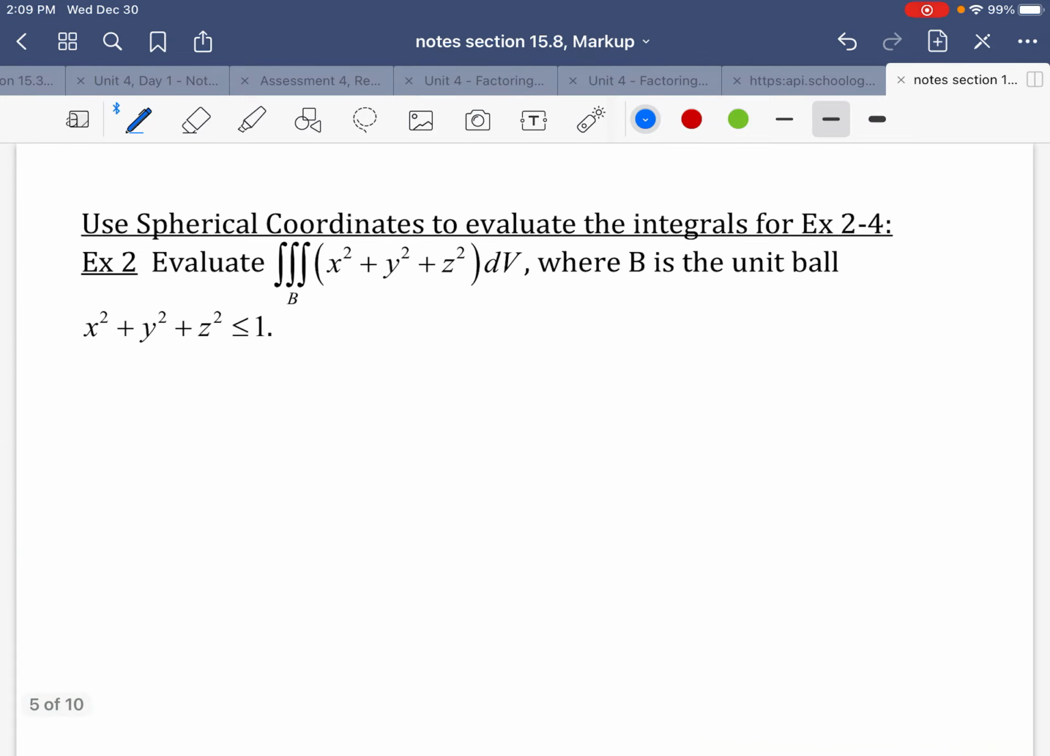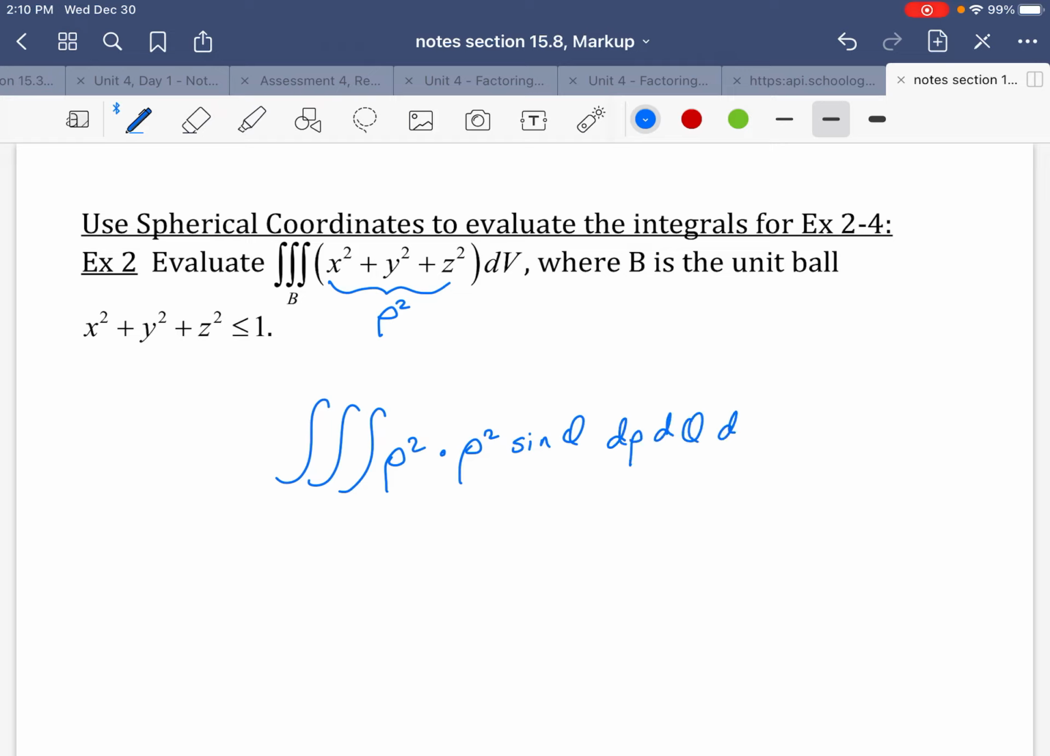So for this next example here, we're actually going to go ahead and evaluate some integrals for examples 2 through 4. You want to evaluate this integral, but remember we have to change everything over to spherical coordinates. So right away I notice x squared plus y squared plus z squared. Remember that's equal to rho squared. Okay, so remember when we do our triple integral, I'm going to have to put rho squared there. But remember you always add your own rho squared sine phi. And then we're just always going to put d rho, d phi, d theta.